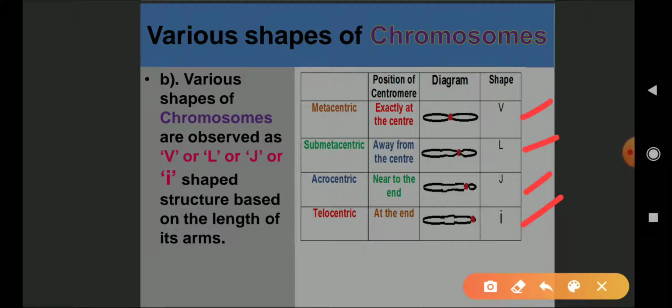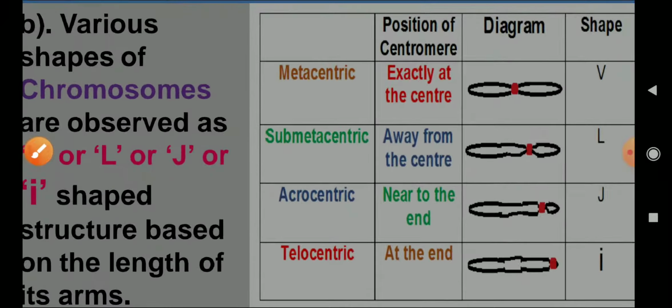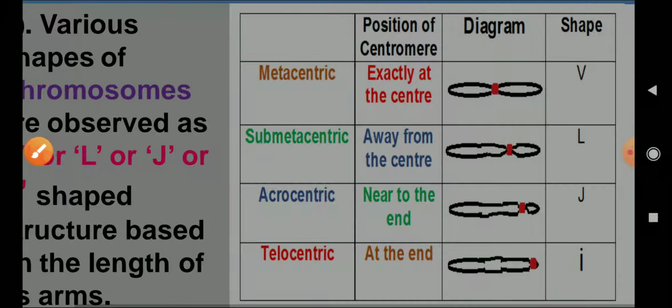Now how is it possible? Because of the position of the centromere. If the centromere is exactly in the center, then it will be pulled and it gives a V shape. So this is how it looks: this one is the V shape, this one the L shape, this one the J shape, and this the I shape. Here it is because of the presence of the centromere in the center. It is known as metacentric.